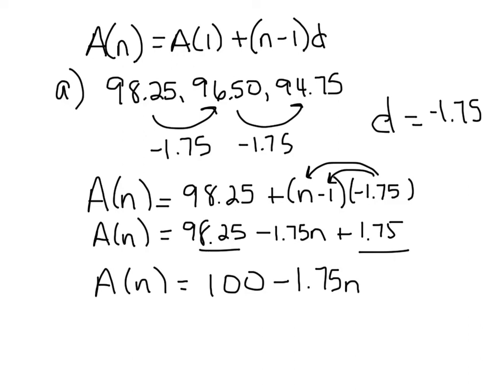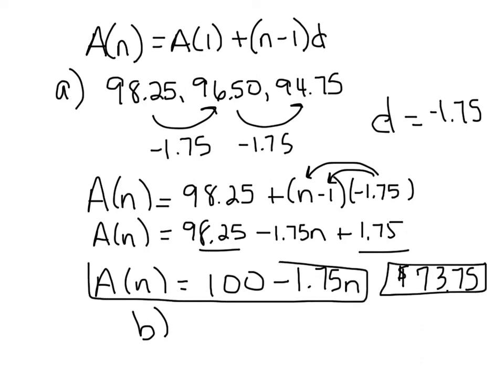Then it says, what is the value after 15 rides? So n is the number of rides. All I do is plug it in. I take 15 times negative $1.75, and then you take 100 minus that value, and then you would get what's left on the card, which is $73.75. So our two answers would be this and the $73.75.